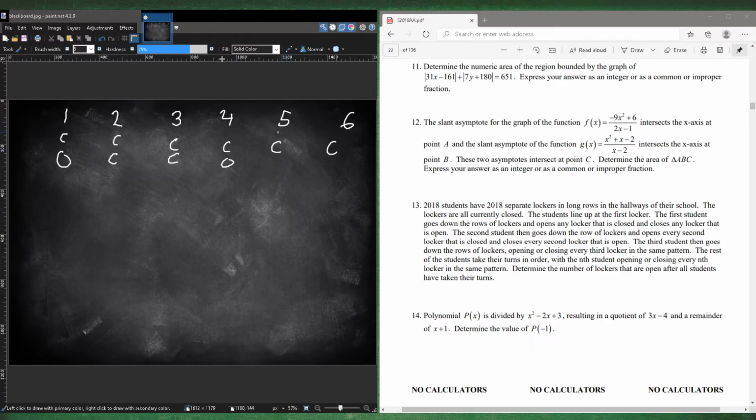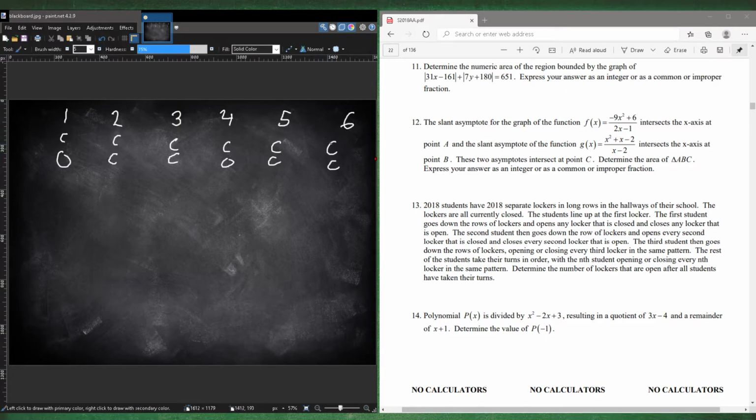The fifth locker is affected by the first student and the fifth student. So this is going to be closed because close, open, and then open, close. And then the sixth locker is affected by the first student, the sixth student, the second student, and the third student. So it's going to change 4 times, which is basically going to stay closed.